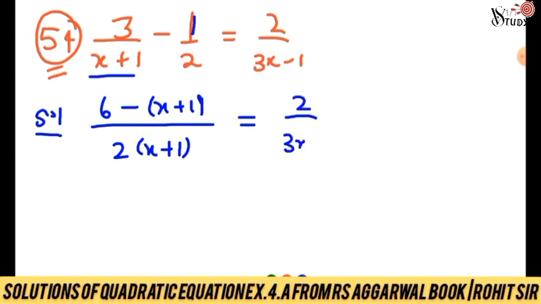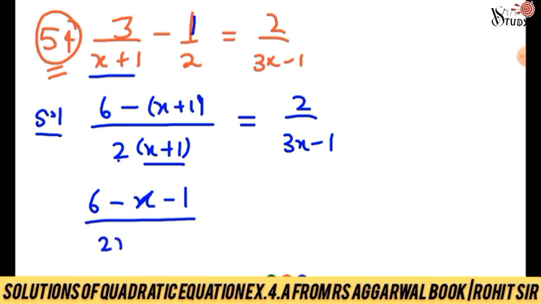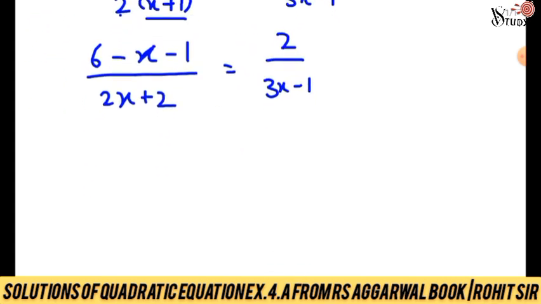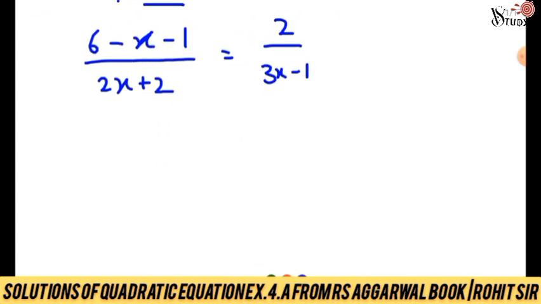Now solve the numerator in the left hand side. 6 multiplied by negative in the bracket, then we have negative x and negative 1 upon, now multiply this 2 in this bracket. Then we have 2x plus 2 is equal to 2 upon 3x minus 1. Now we have positive 5 minus x upon 2x plus 2 is equal to 2 upon 3x minus 1.